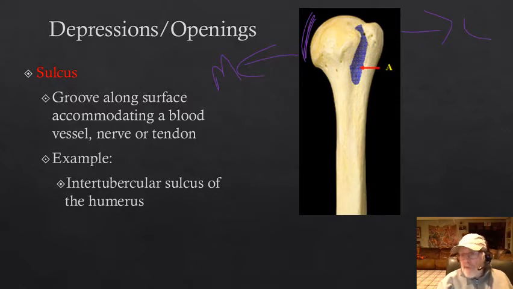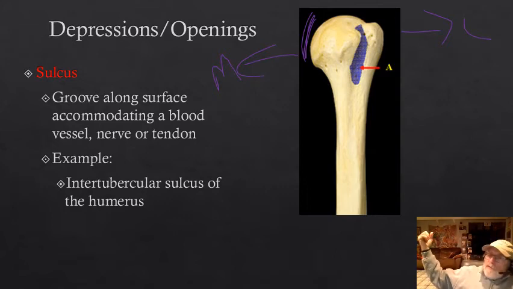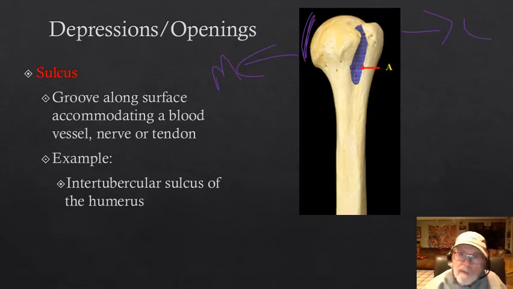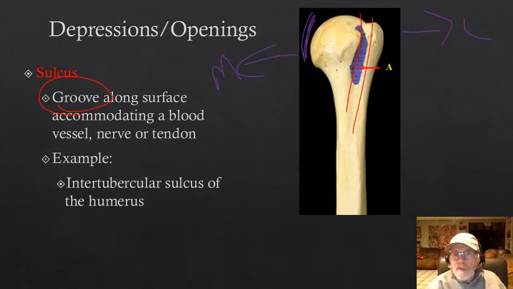One, probably the stronger muscle, is called the brachialis. It's a very strong muscle that's very deep. The other muscle we always talk about is the biceps brachii. The biceps brachii not only flexes my elbow, but also raises my shoulder a little bit. It has a long tendon, and that long tendon fits right inside this groove. So a sulcus is a groove, and it accommodates a blood vessel, a nerve, or a tendon.